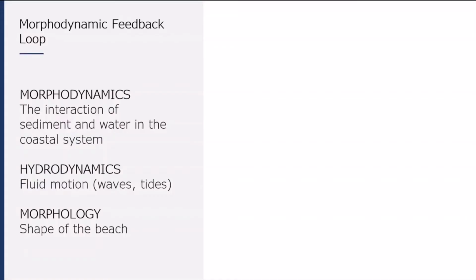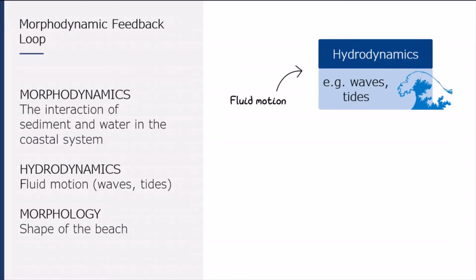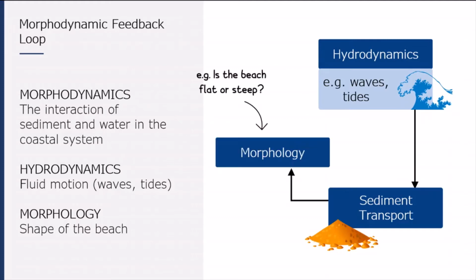We can begin to understand the behaviour and changes of a coastal system by looking at what we call the morphodynamic feedback loop. This loop describes the interaction between sediment and water in the coastal system. The term morphodynamics describes the process by which the motion of water, what we term the hydrodynamics, moves sediment, and this changes the shape and form of the beach, or what we call its morphology. In turn, the morphology or the shape of the beach then affects the motion of the water, and the feedback loop continues.